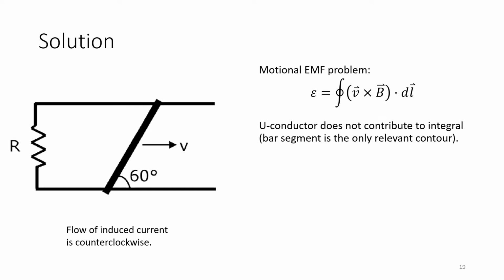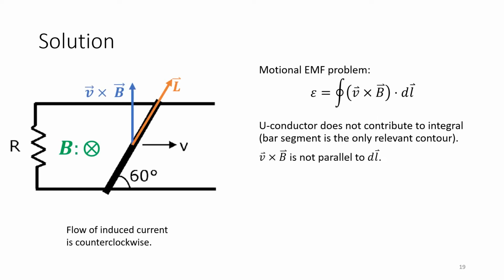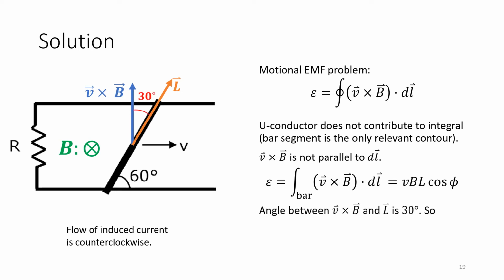Next step is to verify that V and B are perpendicular, so the cross product is just VB with the vector pointing up. Now, let's emphasize that the vector resulting from the cross product of V and B is not parallel to any part of dl, so we can't just do away with the cosine term arising from the dot product. From what we know so far, we can then simplify the closed contour integral to VBL cosine phi, phi being the angle between V cross B and L. A quick rundown of geometry, as you can see in the figure, gives phi as 30 degrees.